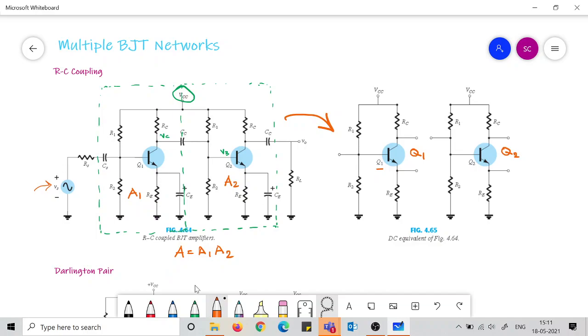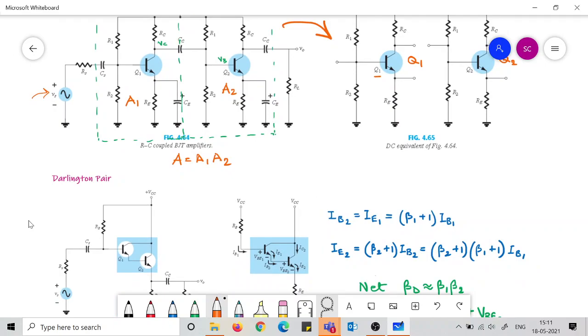So the beauty of this is that each DC level is independent of the other network. The first voltage divider's DC level and the second voltage divider's DC level are independent of each other, though they are connected. The connection is for the AC signal. Actually the AC signal is flowing from one network to another, but the DC is not. This is important to note here.